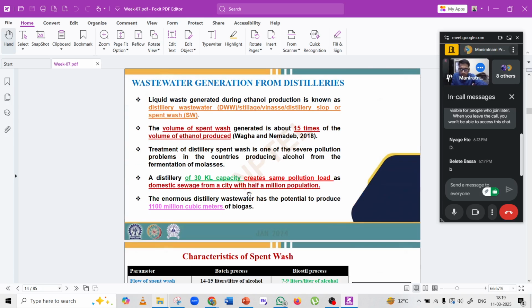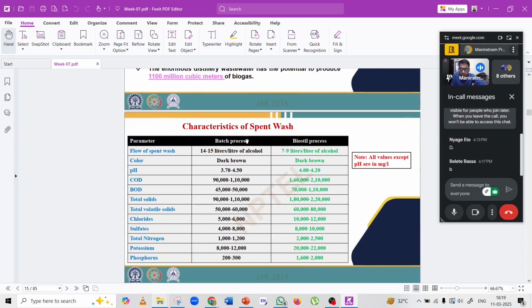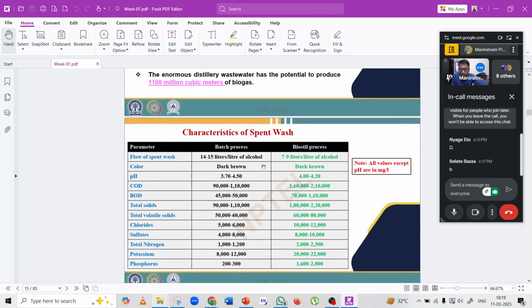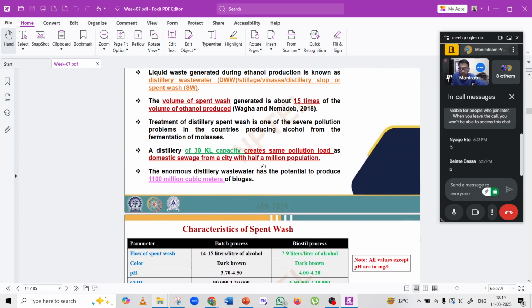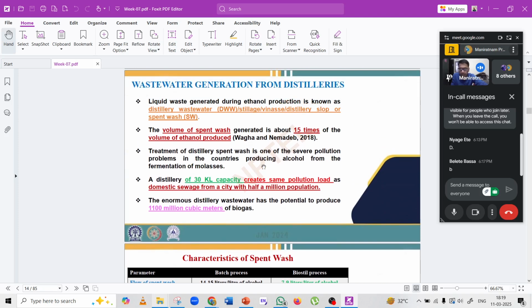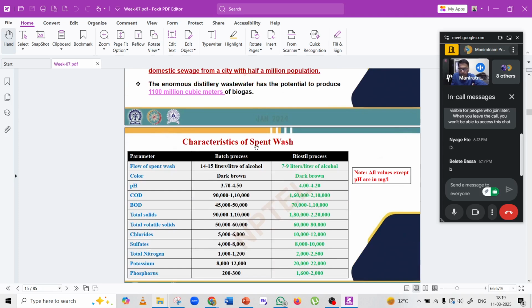Okay, now you can see these are some of the characteristics of the spent wash which is produced from the batch process and the biostil process.